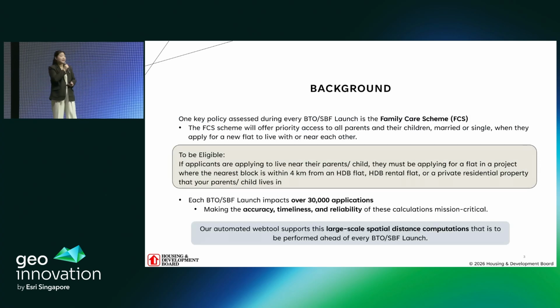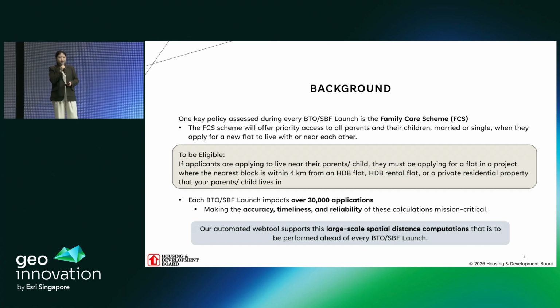So one key policy assessed during the sales launch is the Family Care Scheme. This scheme gives applicants priority access if they choose to live near or live with their parents or children. To qualify, the new flat that the applicants apply for must be located within 4 kilometers of their parents' or children's flat.